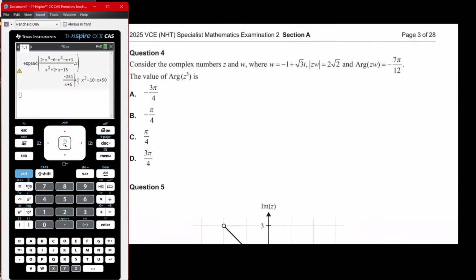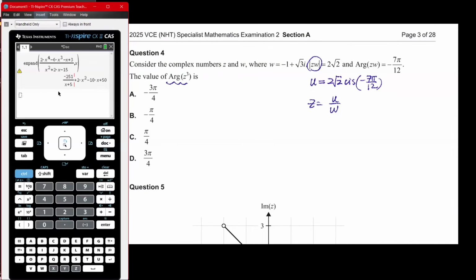Question 4. Consider the complex numbers z and w. w is minus 1 plus root 3i. zw equals 2 root 2, and the argument of zw equals minus 7 pi over 12. So actually, I would call this one, let's say, u. u equals 2 root 2 cis minus 7 pi over 12. And then, if I want to get z, I need to use u divided by w. The question wants the argument of z to the power 3.